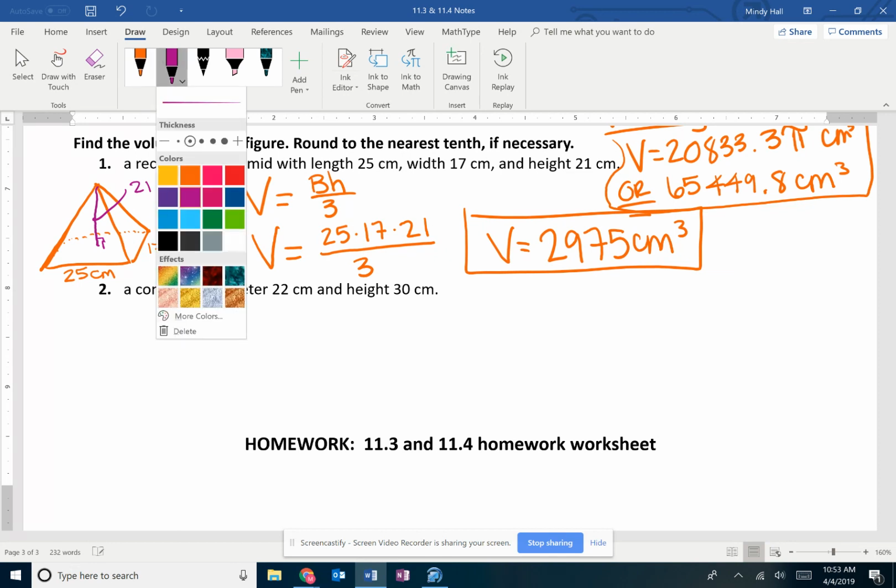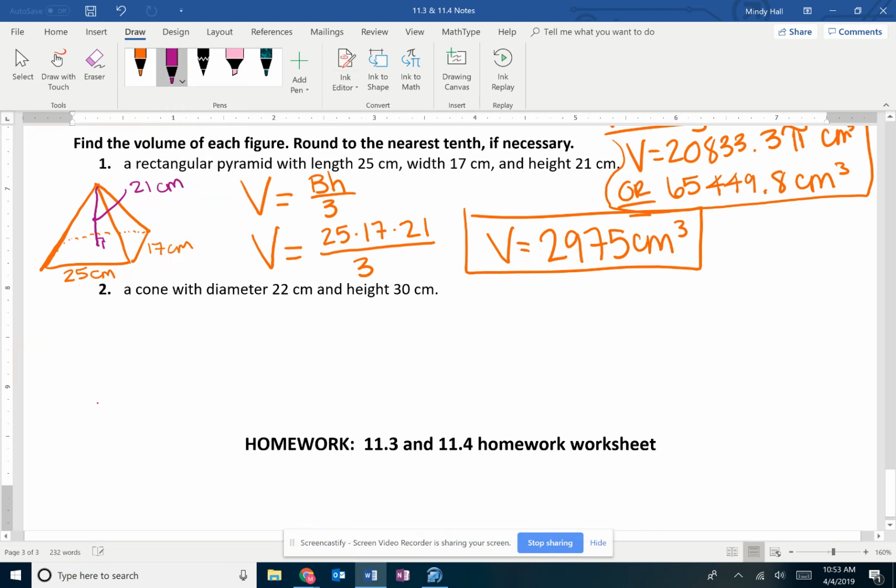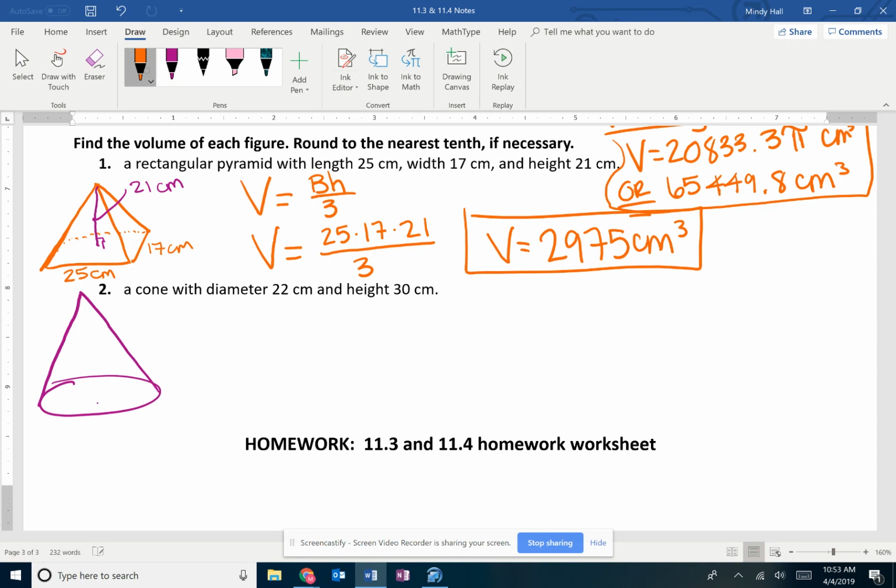For this last one, it is a cone with a diameter of 22 centimeters and a height of 30. So again, if you need a circle or a picture to help you see what you're doing, that's totally fine. But for this cone, we have a height of 30 centimeters, and we have a diameter of 22. So, since my diameter is 22, that means my radius is 11 centimeters.